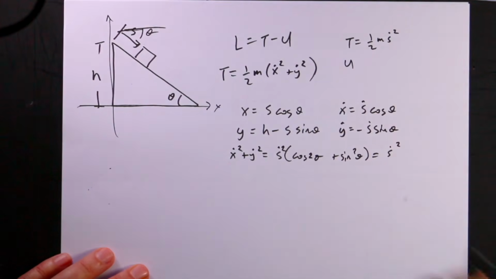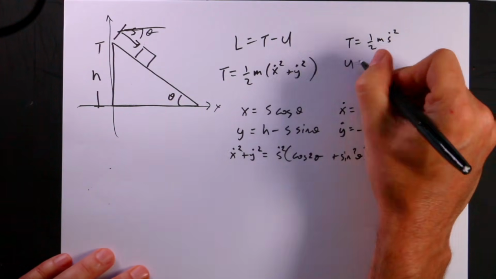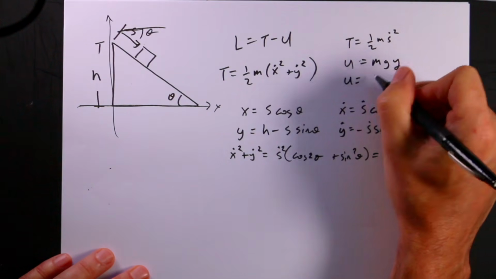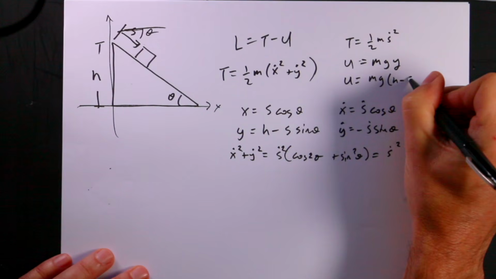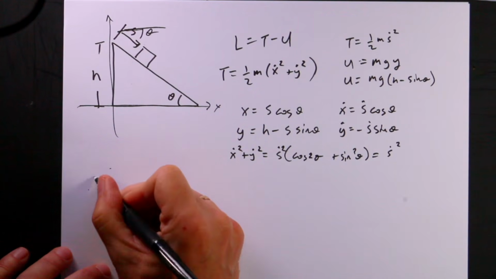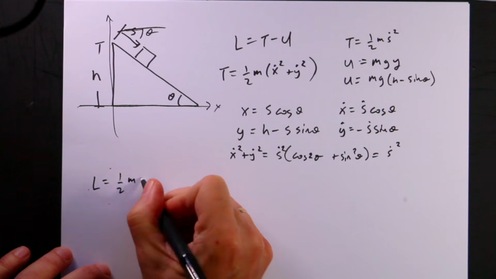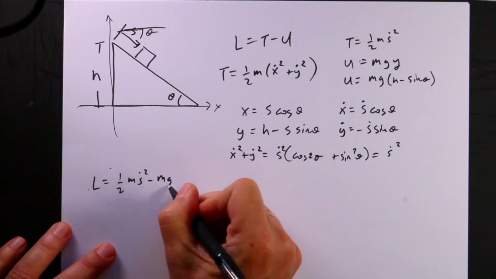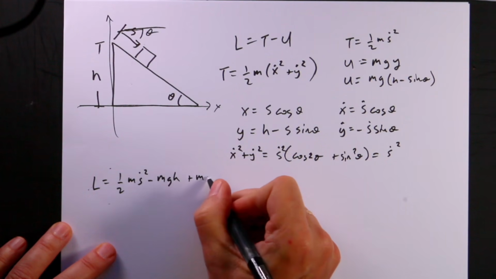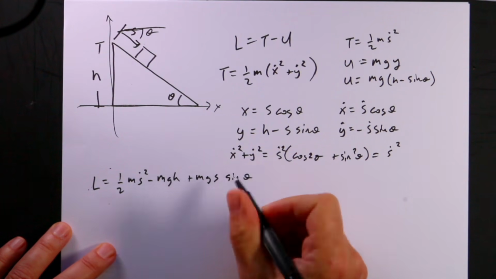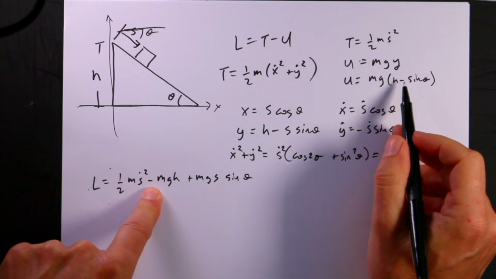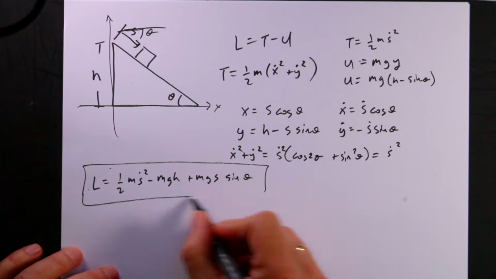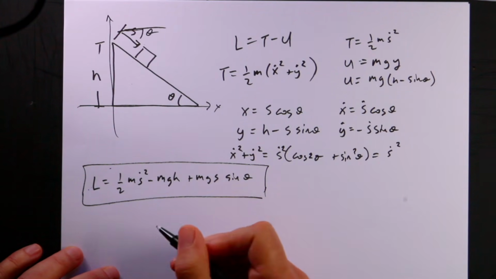Now what about the potential? Again, I could say this is mgy. That's pretty easy. And I already know an expression for y, so it's going to be mg(h minus s sine theta). So that means L is going to be 1/2 m s dot squared minus the potential. So it's going to be minus mgh plus mgs sine theta. I factored this out, and I multiplied the negative through. Is that okay? We're going to use that in the next part too, in the Hamiltonian. So I put a box around it. Once you put a box around it, that's it.